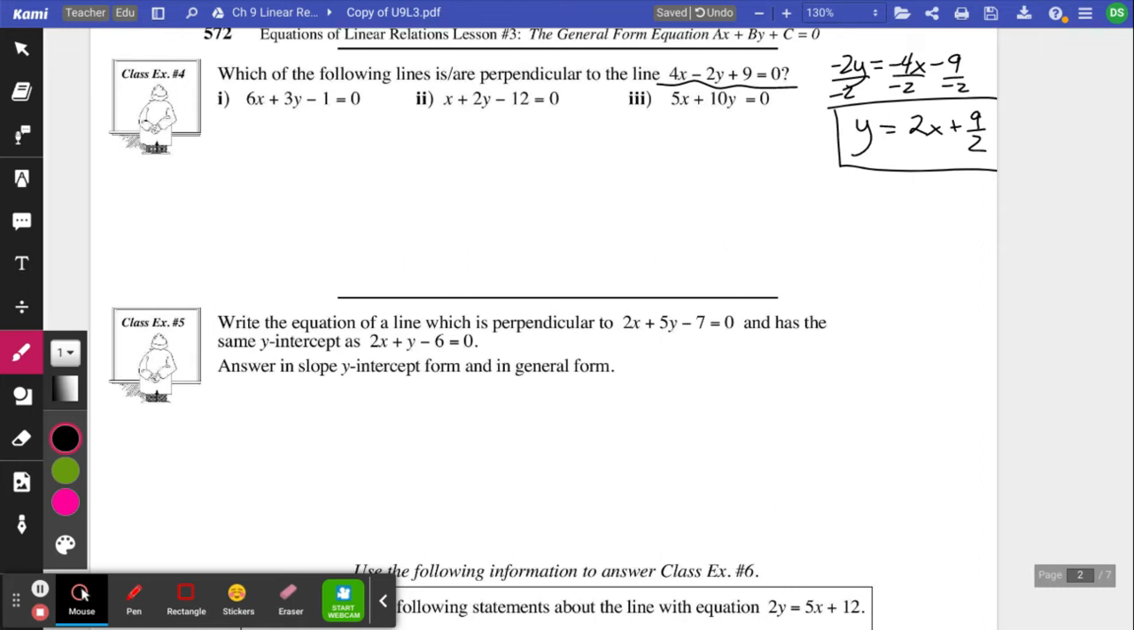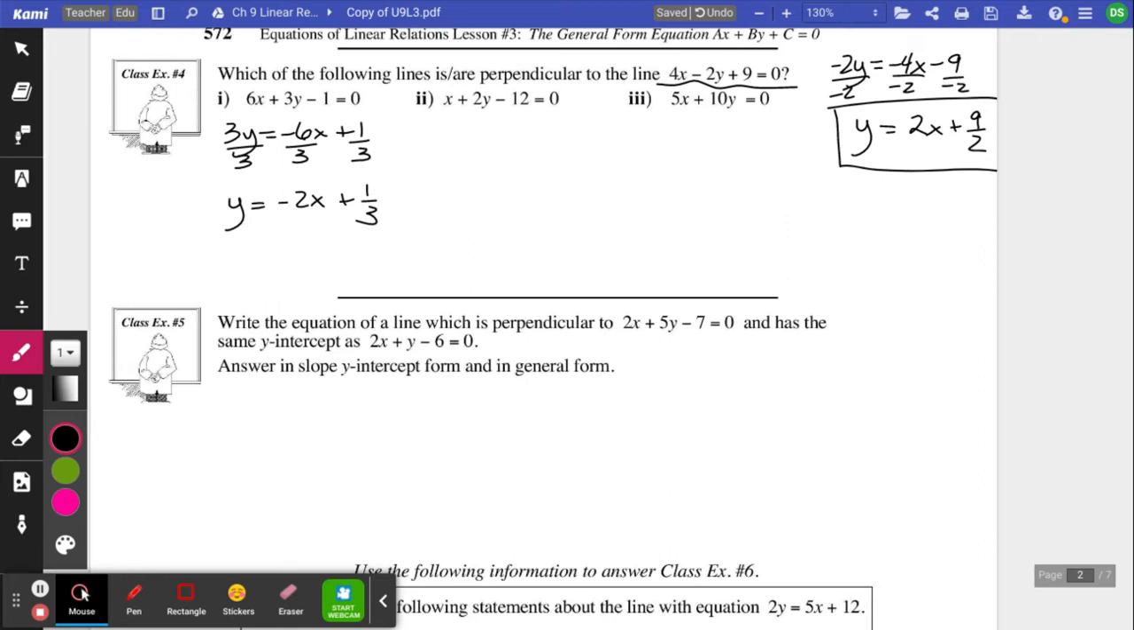So I guess I gotta do that to all of them. It says which lines are perpendicular. What does the word perpendicular mean? Opposite slope. Okay, so let's go here. 3y, rearrange, kick it over. Divide by 3. Y is going to equal negative 2x plus 1/3.